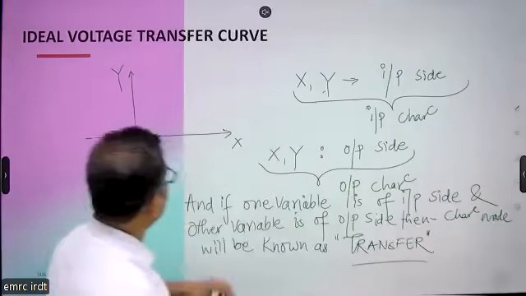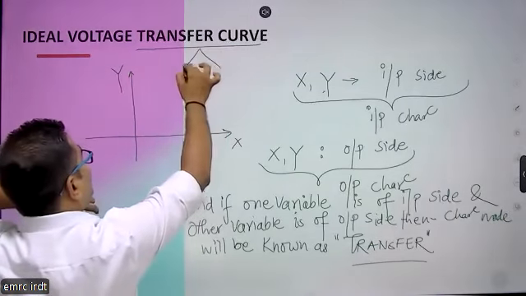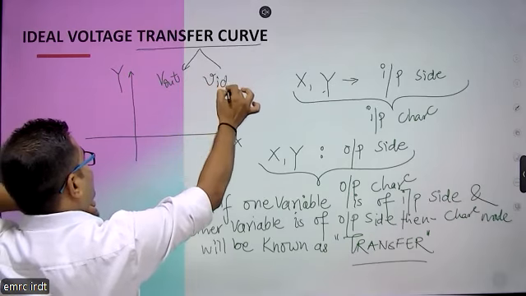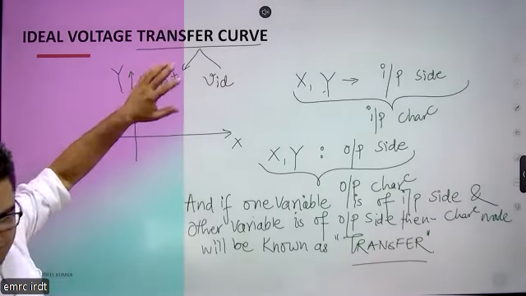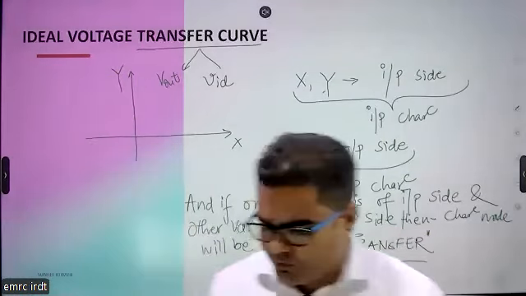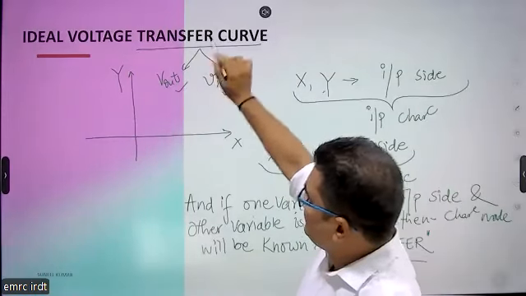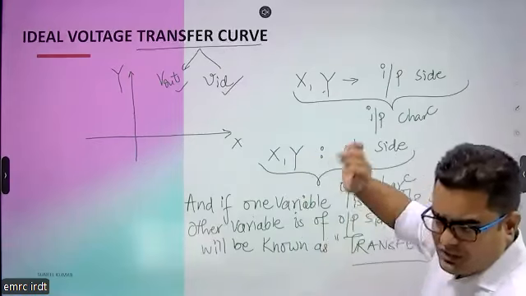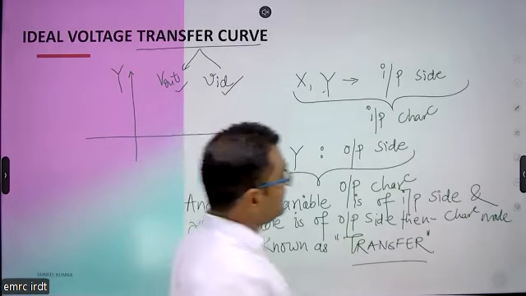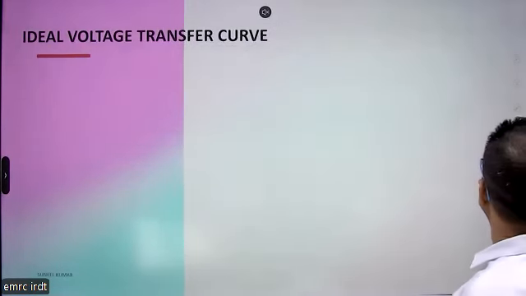Here in the operational amplifier, we are going to make a transfer curve, which means this curve is drawn between V output and VID. So V output is the parameter of the output side and this VID is the parameter of the input side. So we are drawing a curve between one parameter belonging to the input side and another parameter belonging to the output side. Such a curve is known as the transfer curve. So now we are making a curve here. This is the ideal voltage transfer curve.